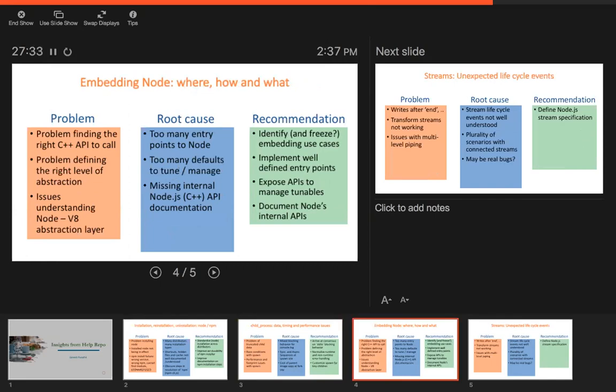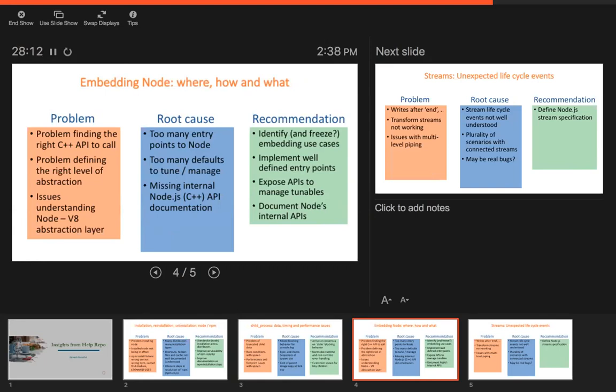So the third one is the embedding scenario. Embedding basically means using Node from an existing native application. That means you don't use node.exe or the Node binary as it is. Instead, you have your own native process, which is running a major chunk of your workload. And you just want to make use of Node for a specific subset of your workload, say, for example, an IO bound or an interactive workload.